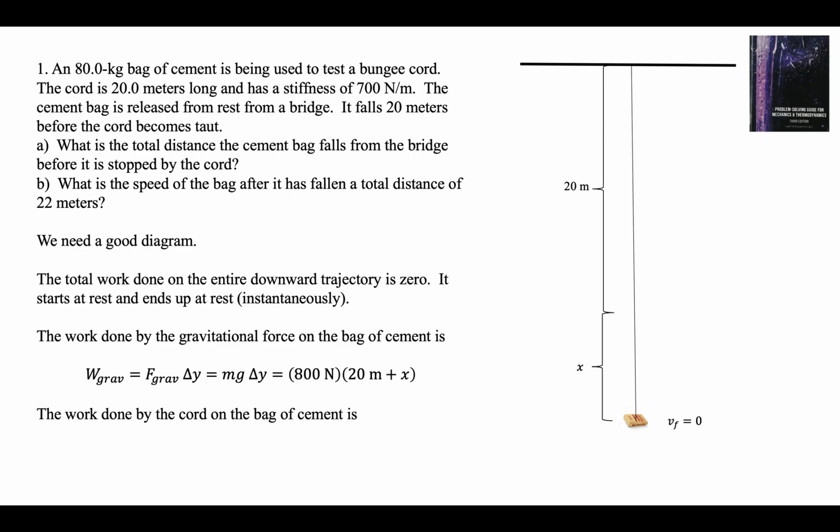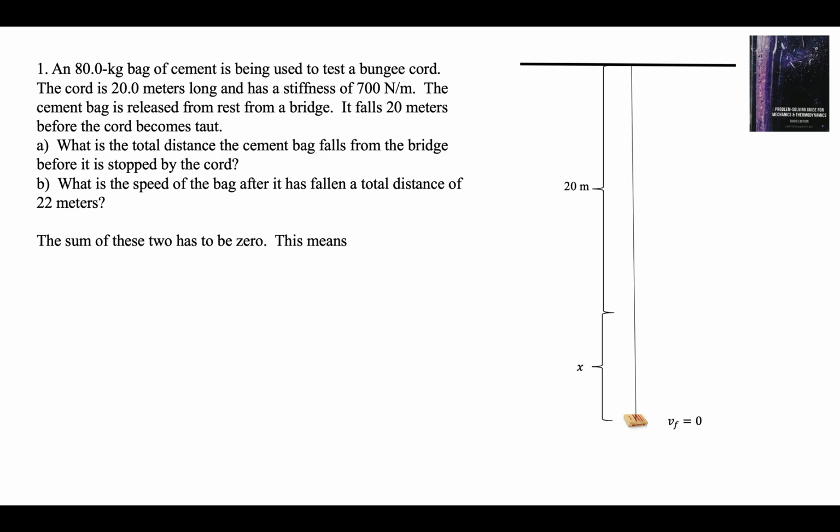That's an unknown. The work done by the cord on the bag of cement, the cord only does work when it's being stretched. 1/2 kx squared, k is 700 newtons every meter, and x is the distance it was stretched. And if there's going to be no total work, the magnitudes of those two have to be equal. The sum has to be 0, one's negative, which means their magnitudes are equal.